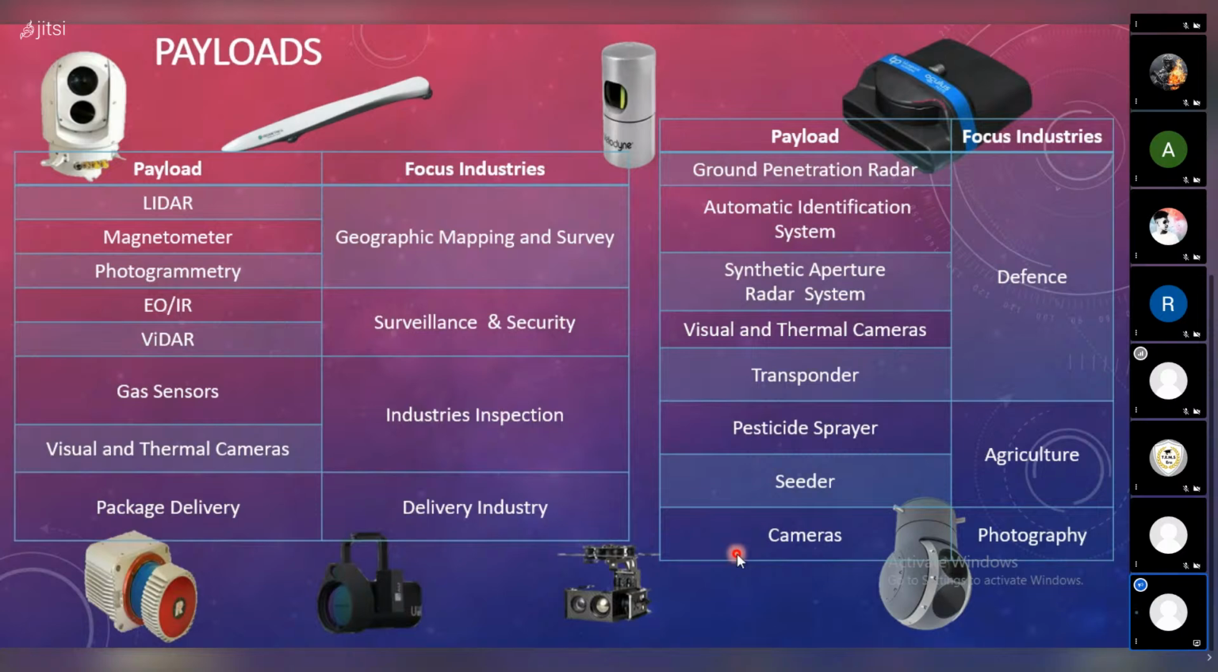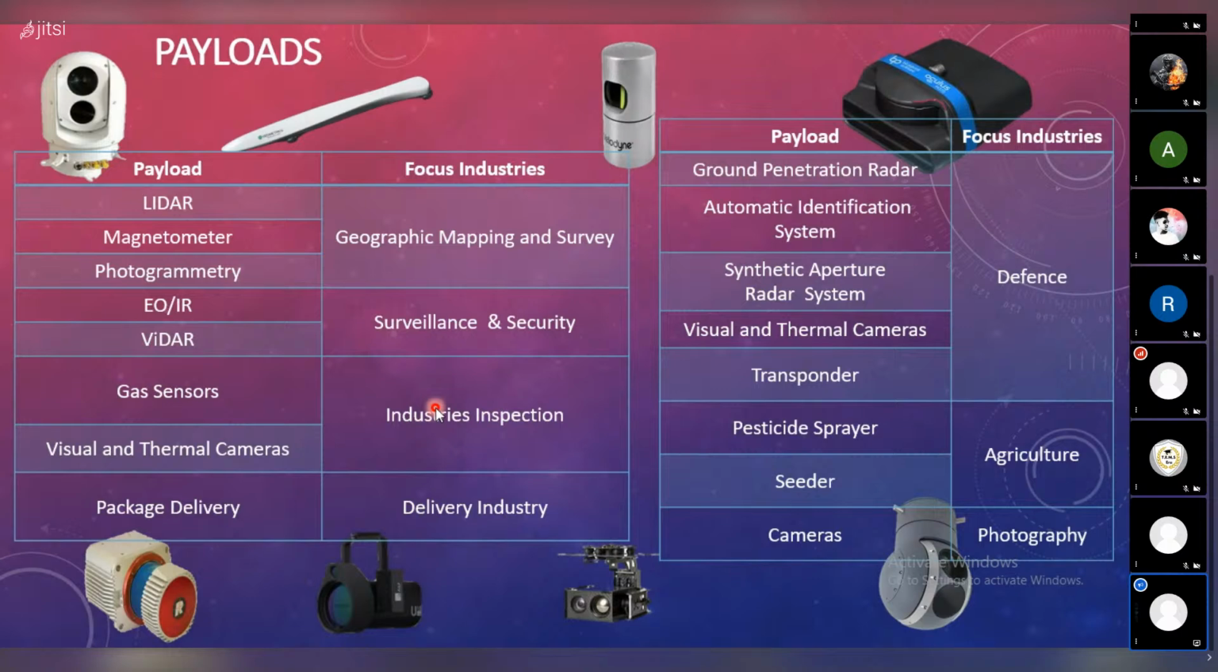So with respect to application, here are some of the things that you'll see on this screen. For example, for mapping, there are photogrammetry, LiDAR, and magnetometer. For security surveillance, EOIR based payloads, that is electro-optical or infrared type sensors, are used. Then VDAR. I hope you all know about LiDAR. VDAR is a visual based sensor, whereas LiDAR is laser based.